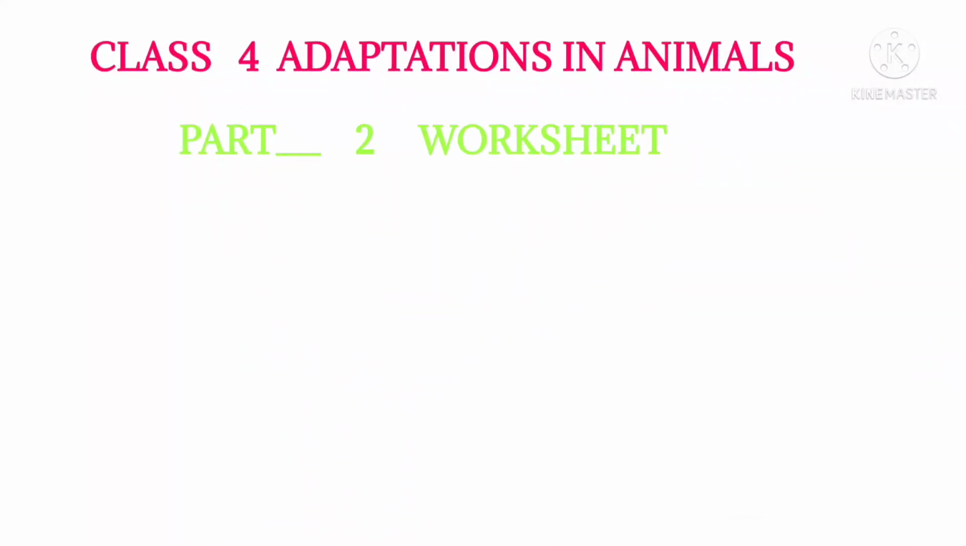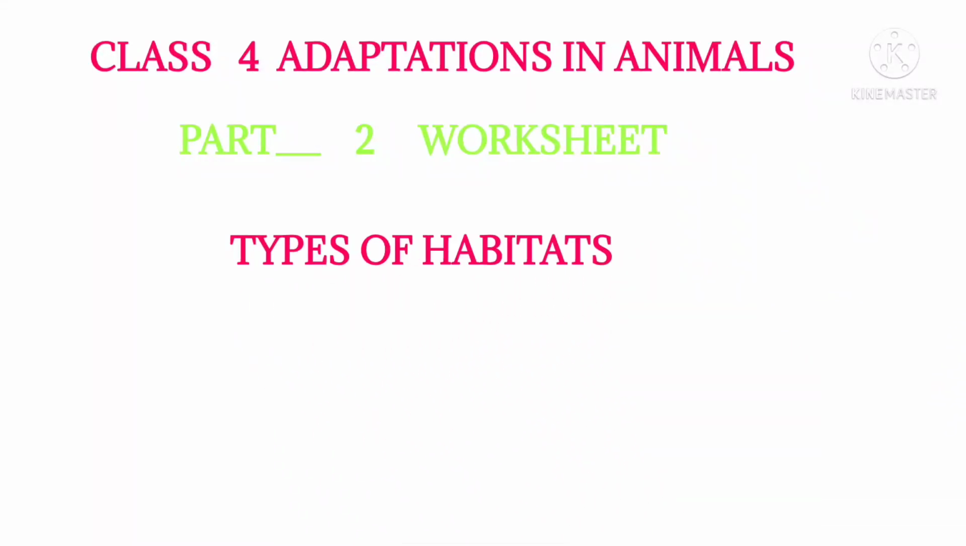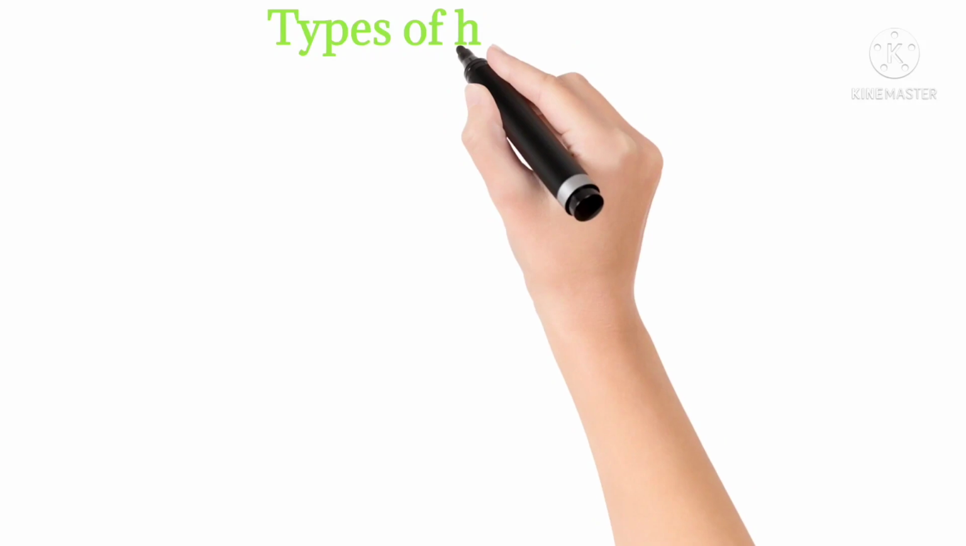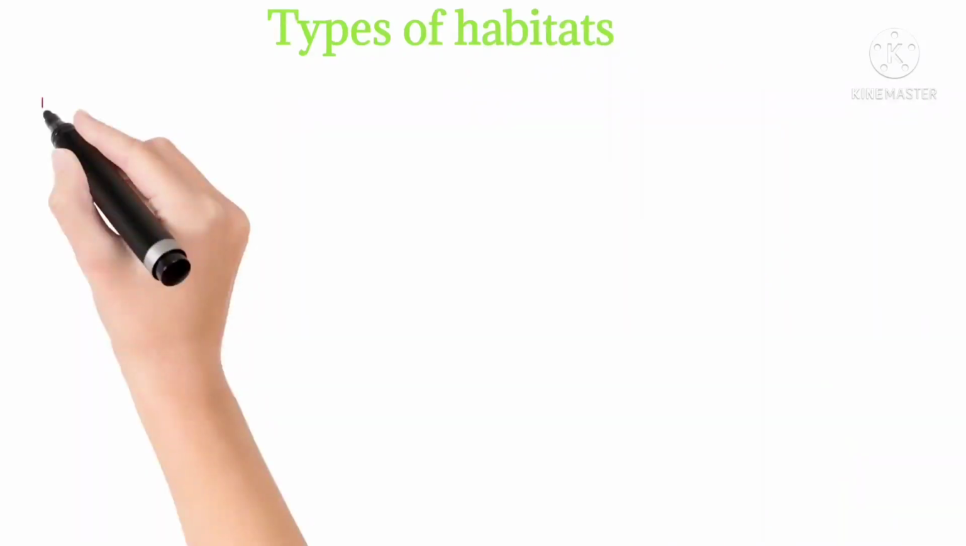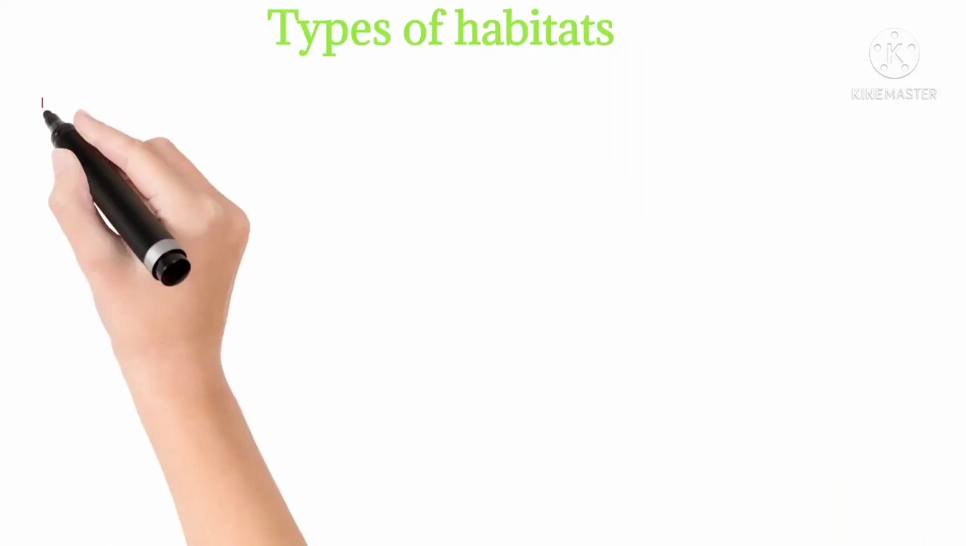What is a habitat? A place of an animal which provides it with favorable conditions in food, shelter and protection is called its habitat. A habitat is the natural home of an animal. Some animals live on land while some others live in water, but some other animals live on both land and in water. Types of habitats.